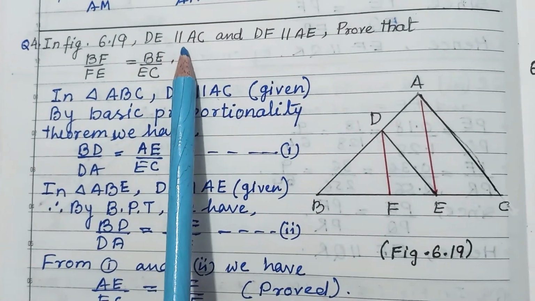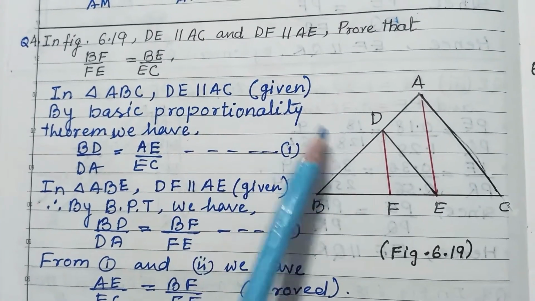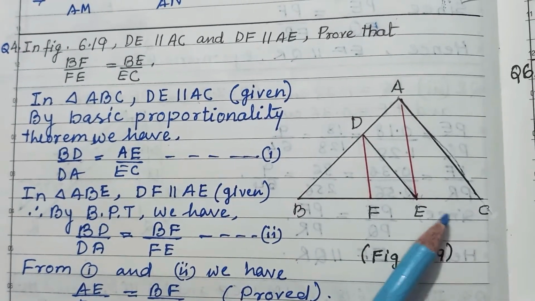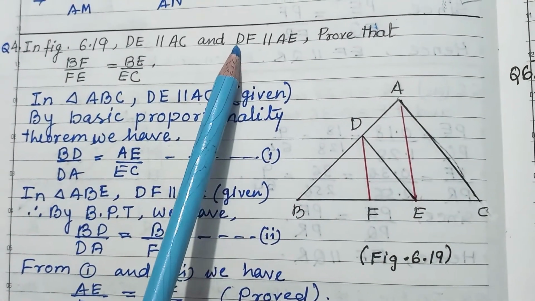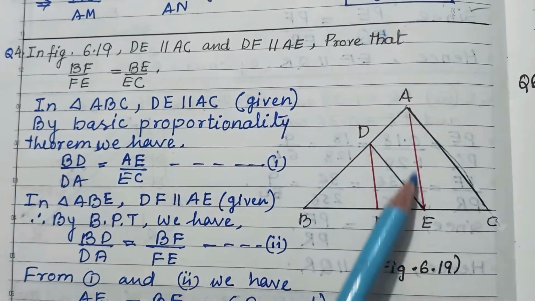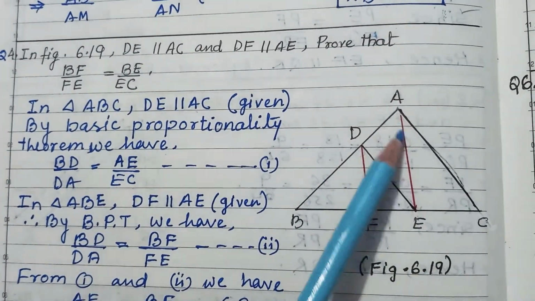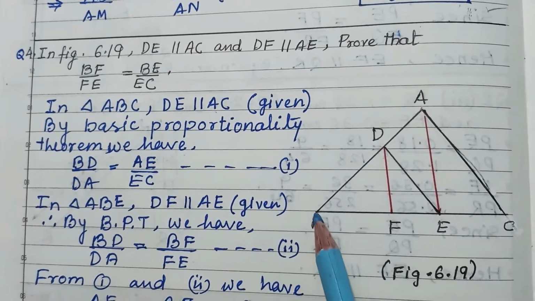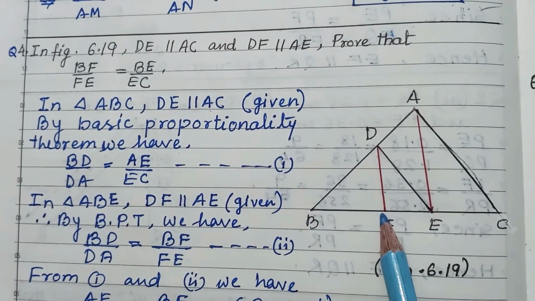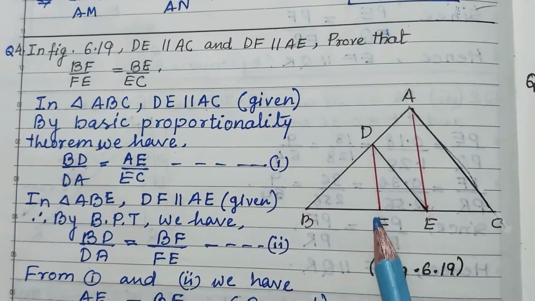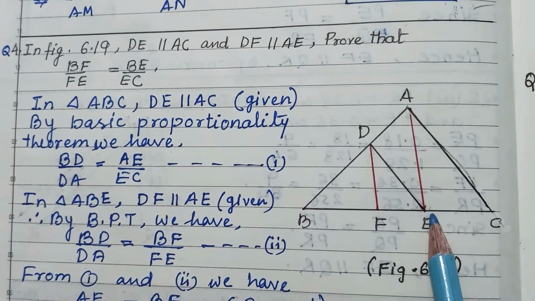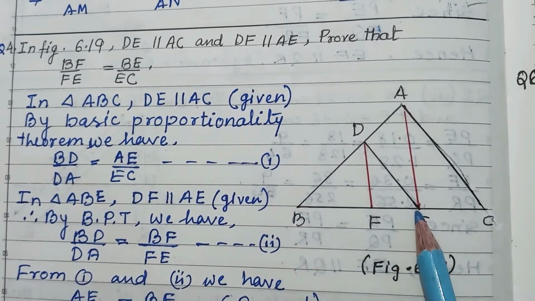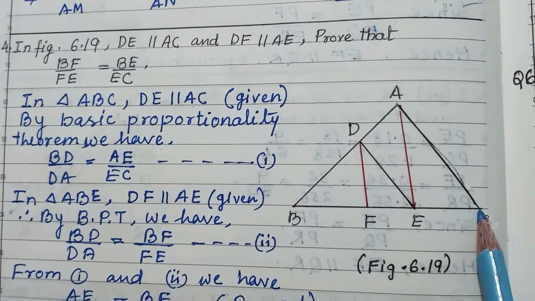Next question is DE is parallel to AC and DF is parallel to AE. Prove that BF upon FE is equal to BE upon EC.